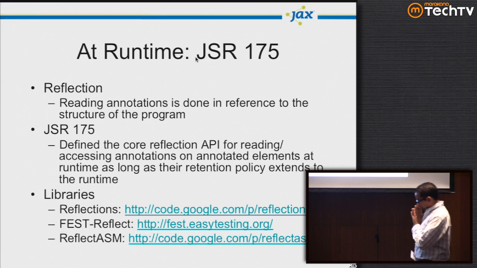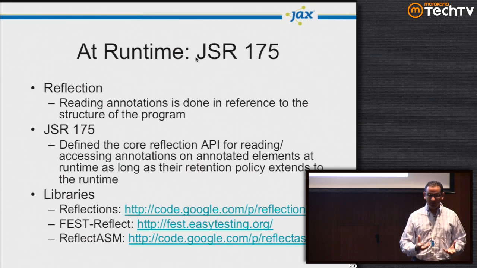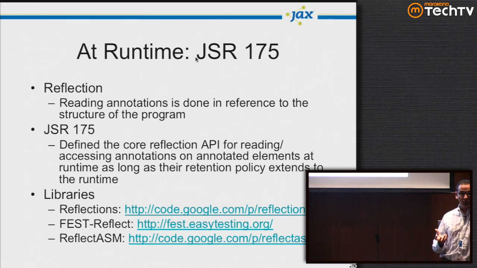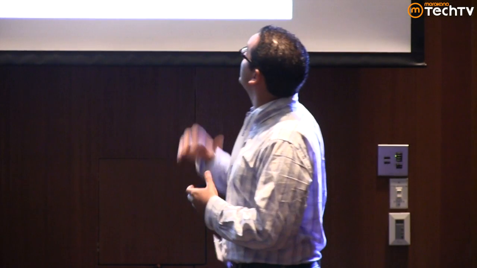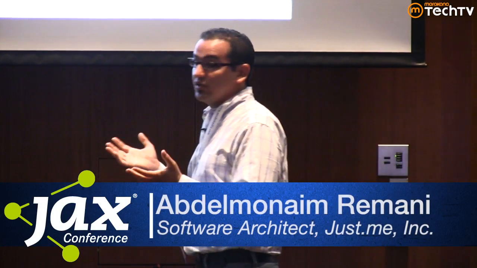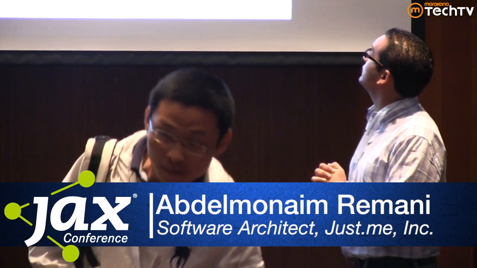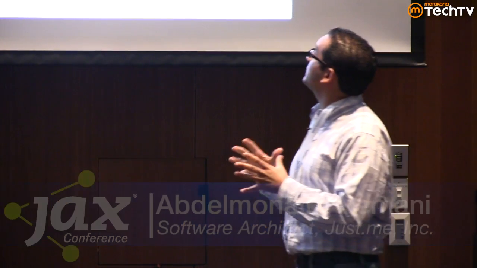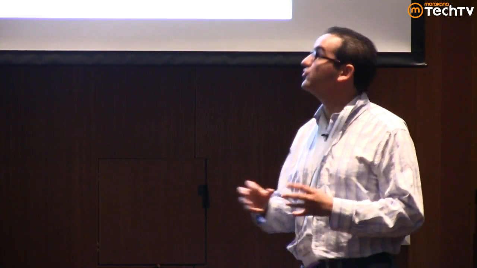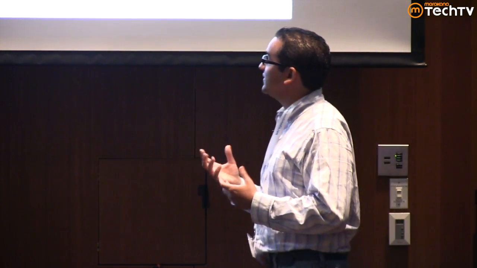So at runtime, when your code is running, assuming that the annotations you created have a runtime retention, we simply use JSR 175, which is reflection. Reflection is reading the annotations, done in reference to the structure of the program. You ask the question: this particular class, or the class named a certain way, or this particular field of a class, give me all the annotations associated with it. So this is done in reference to the structure of the code itself. JSR 175 defined the reflection API for this.